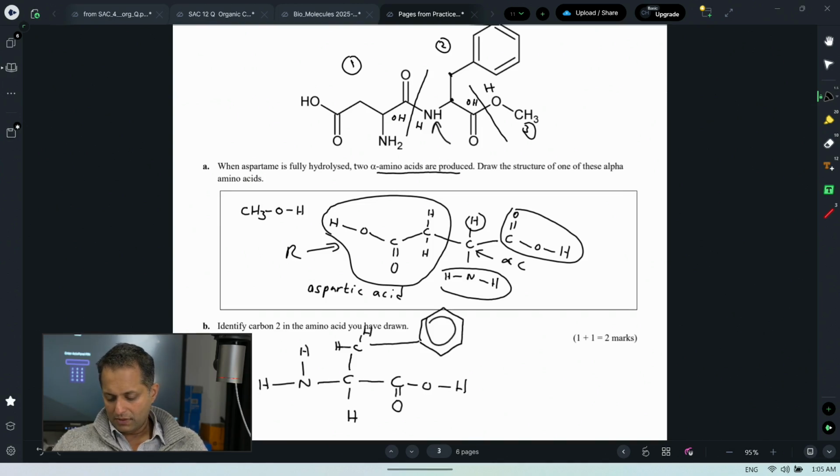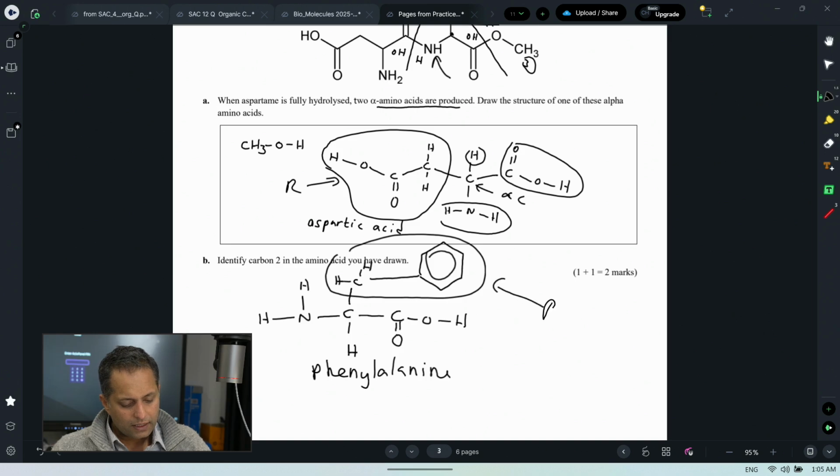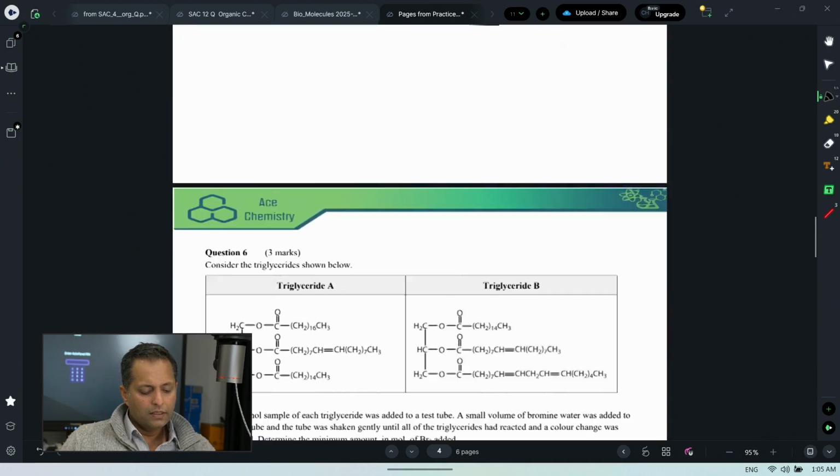That's the problem. Okay, one is the benzene group. This is phenylalanine. How did I identify it as phenylalanine? This is the R group. That's the R group.